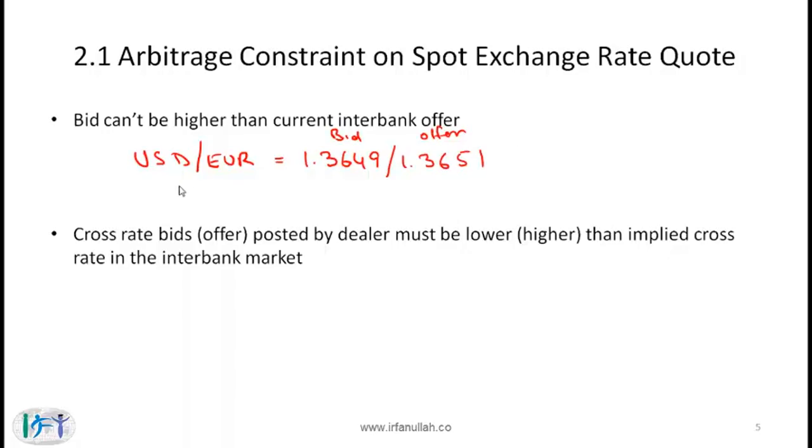Say the interbank USD euro rate is 1.3649, which is the bid, and the offer is 1.3651. Now, take a hypothetical and unlikely situation where the bid being offered by a given dealer is higher than this offer rate, let's say the bid is 1.3652. Now, what is the arbitrage opportunity here?